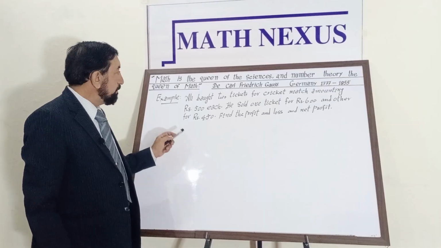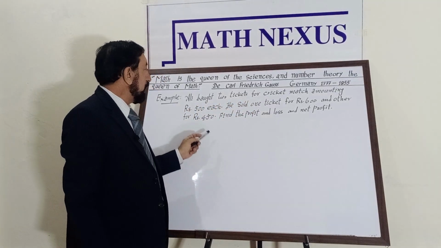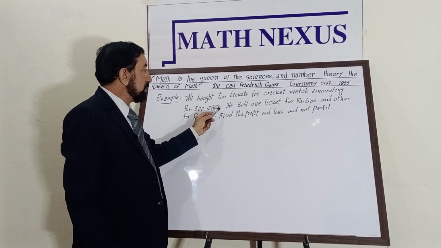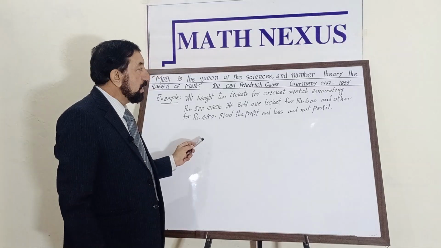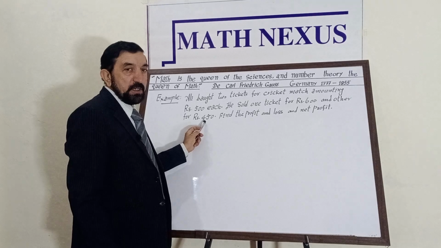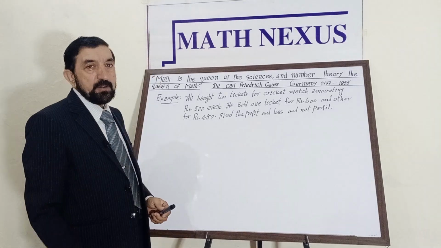Look at the question. Ali bought 2 tickets for a cricket match at rupees 500 each. He sold one ticket for rupees 600 and the other for rupees 450. Find the profit and loss and net profit.